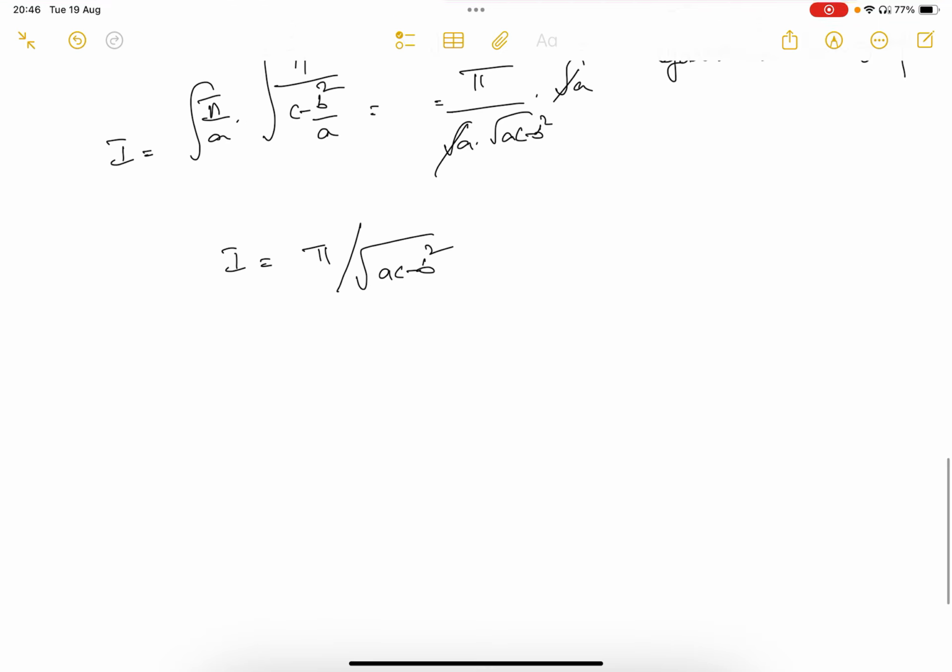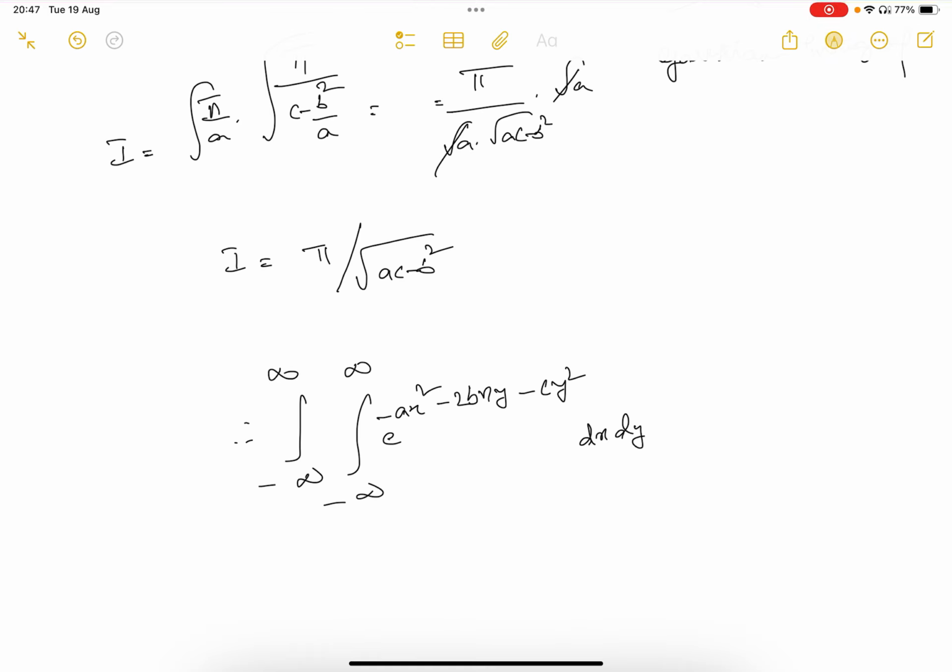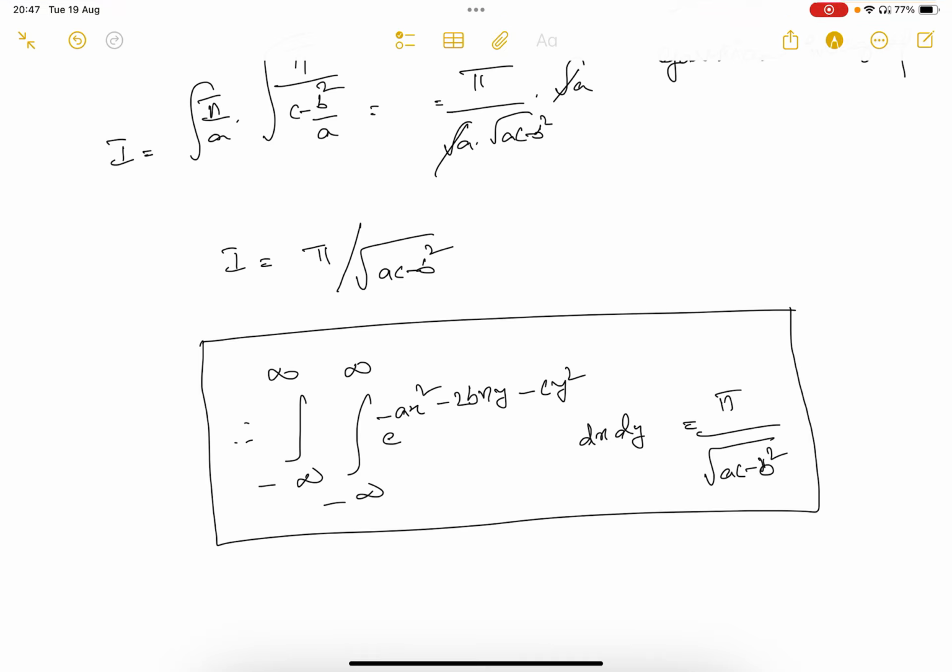So finally the solution: the integral minus infinity to plus infinity, integral minus infinity to plus infinity e to the power minus (ax² minus 2bxy minus cy²) dx dy is pi by root of (ac minus b²). This is the solution.